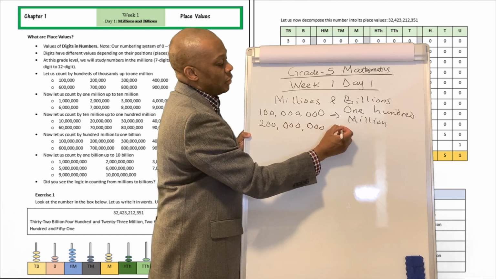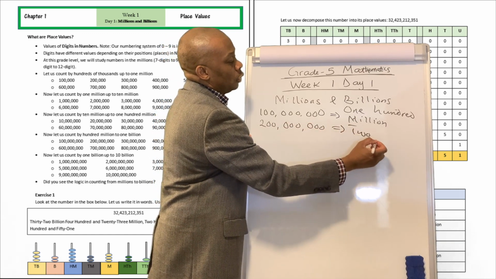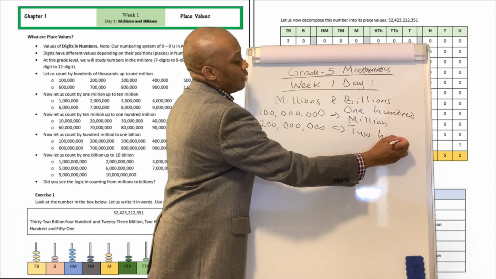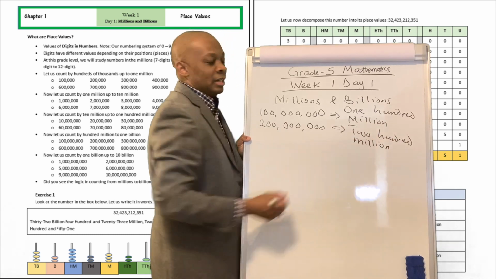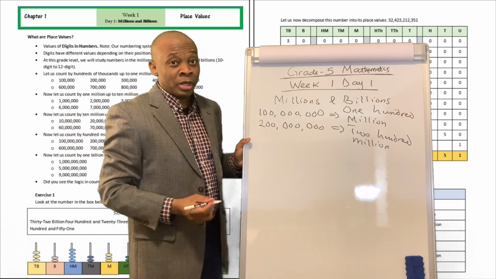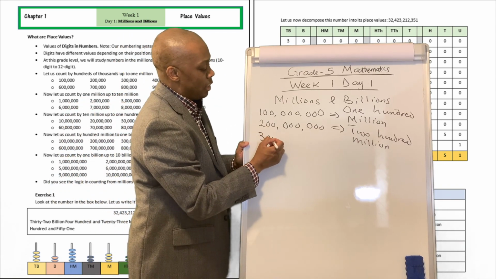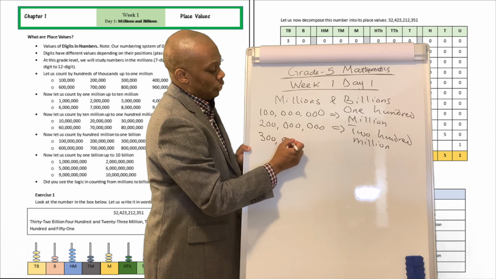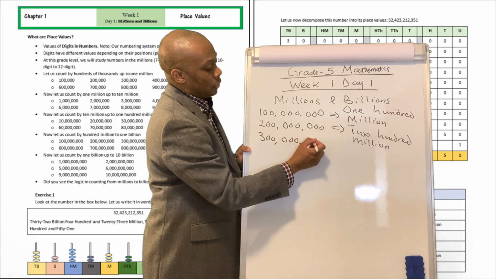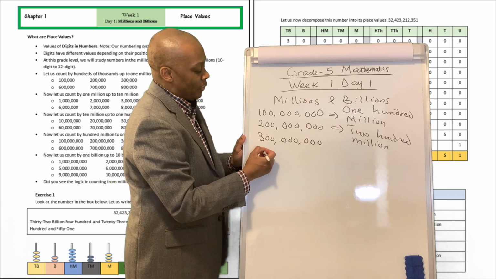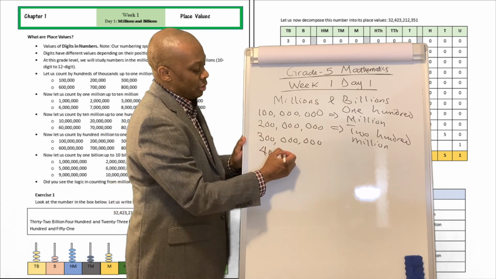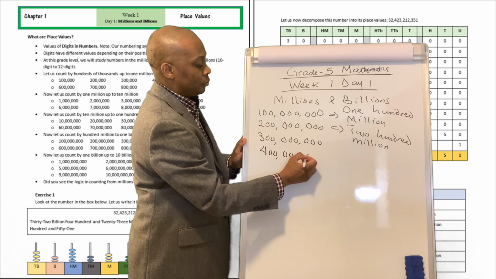All right, what about 200 million? That's going to be equivalent to 200 million, right? And then guess what 300 million is going to be written like? Well, that's going to be 300 million. All right, what about 400? So 400 million is going to be written like this.